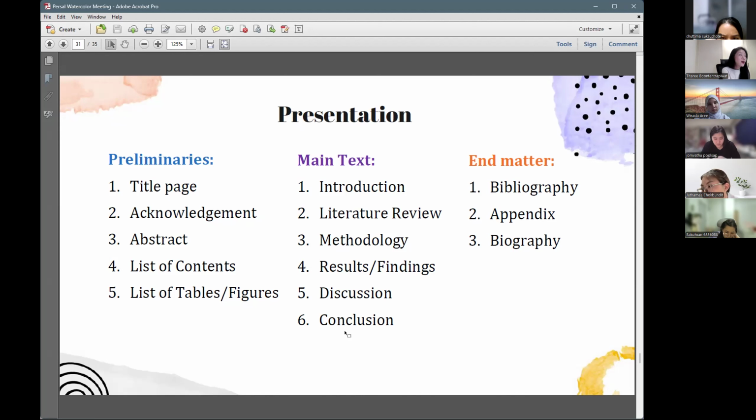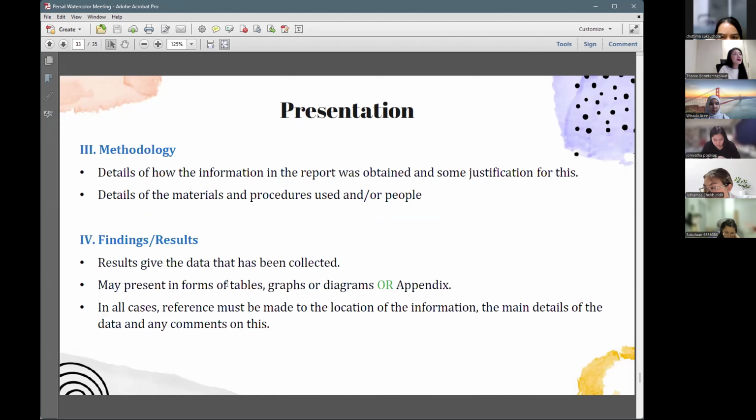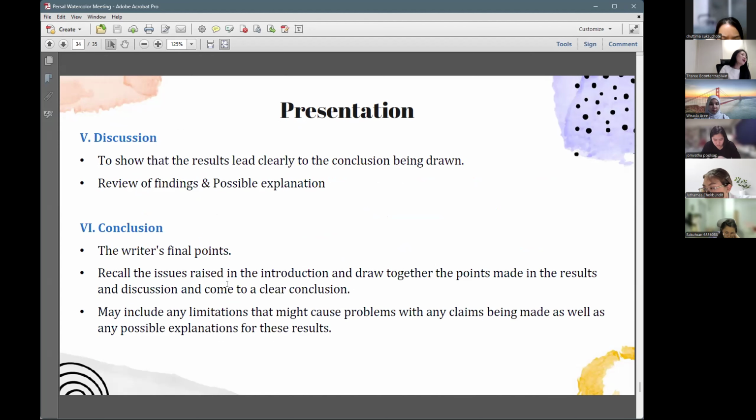Last but not least, the biography, your details. We are going to go through this for the rest of the three weeks. And this is just a short review of what will be included, a short description for you of what you're going to see and what you're going to do in each chapter.